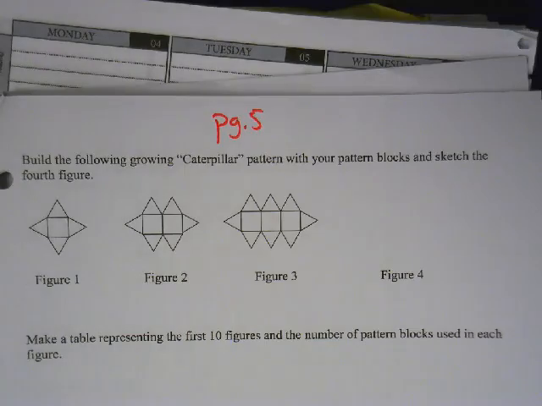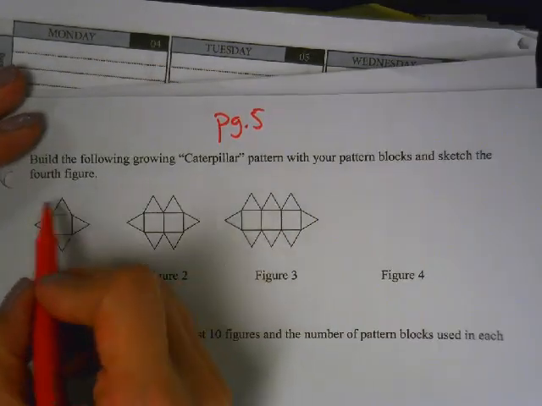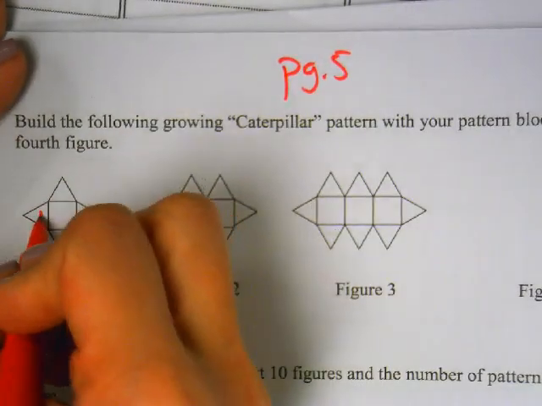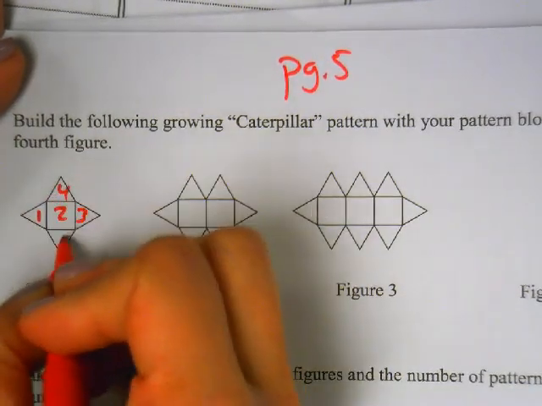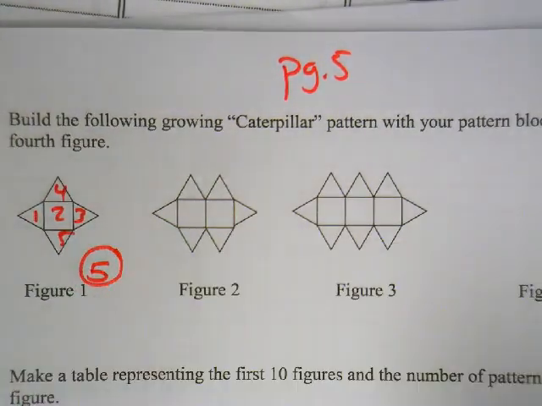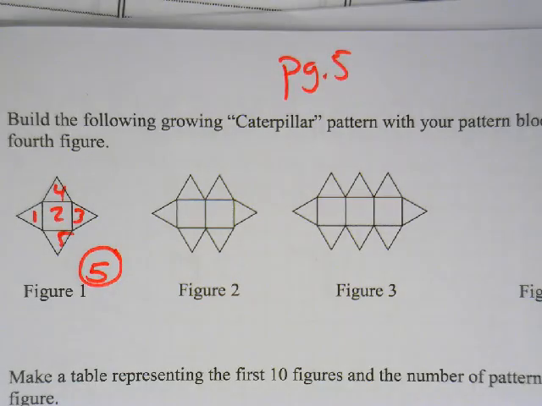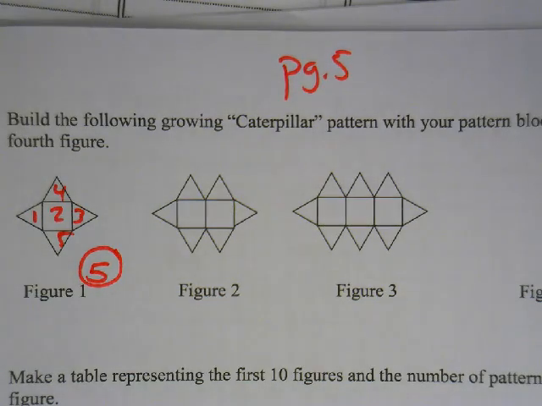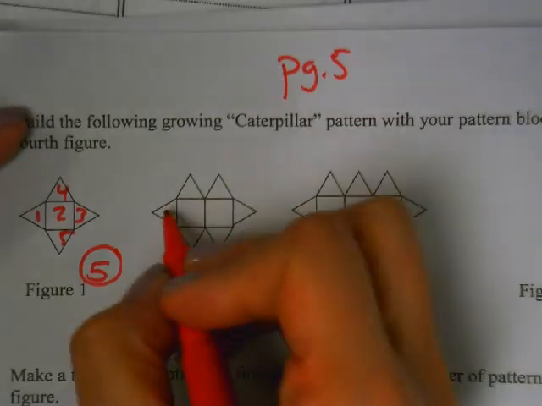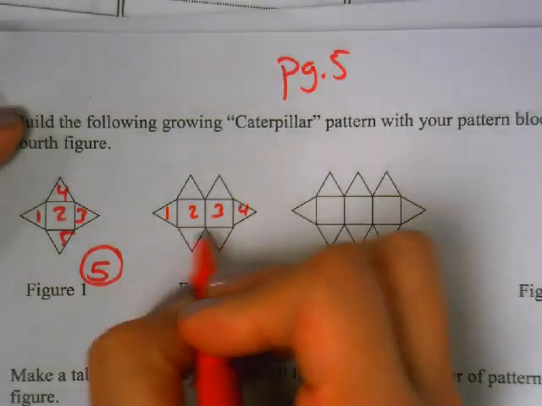All right, figure 1. How many shapes in figure 1? 1, 2, 3, 4, 5. So 5 blocks. Maybe I'll say blocks. How many blocks in figure 2? 8.